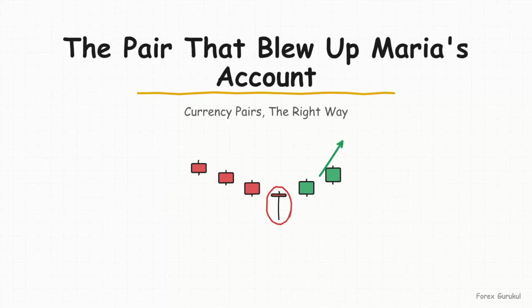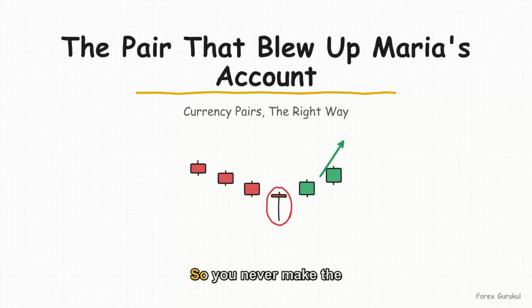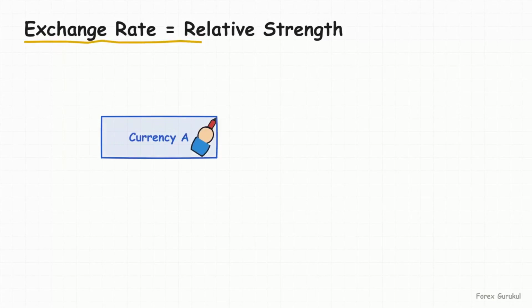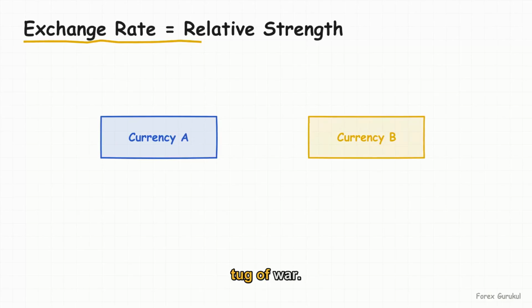It is not. Today we rebuild the whole idea of what a pair actually is, using her mistake as the map, so you never make the same click she did. The exchange rate is simply the price of one currency measured in another, and it never sits still because it is a constant tug of war.